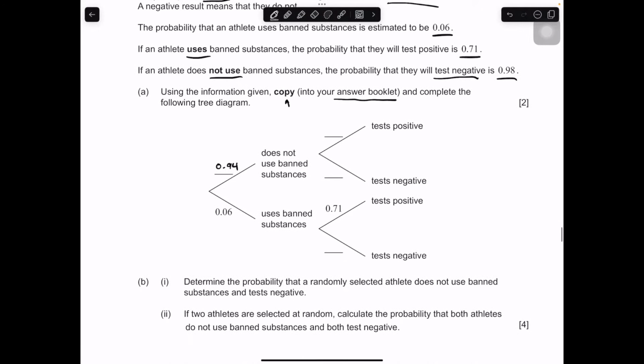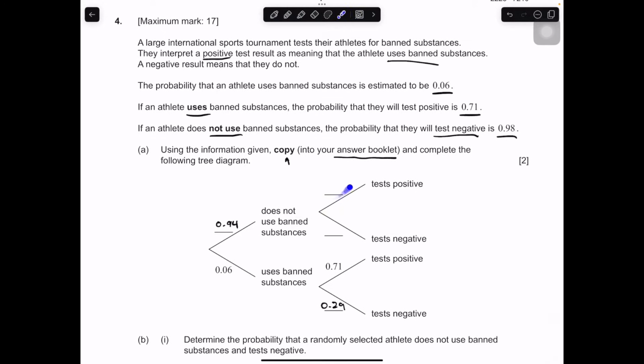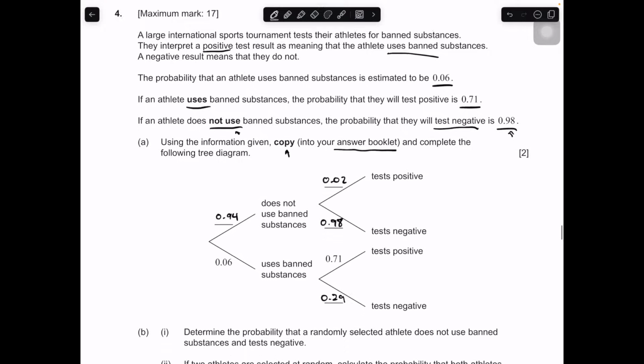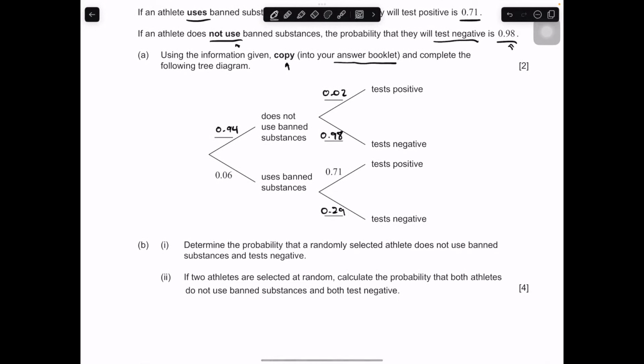Uses banned substances, this is right here along this branch, and then we'll go 0.71, and we know again these have to add to 1, so this should be 0.29. And then for this last part up here at the top, we'll need to use the information that they give us. So does not use banned substances. If an athlete does not use banned substances, the probability that they will test negative is 0.98. So 0.98. If they do not use banned substances, test negative, 0.98. But we do get some false positives. And there it is, 0.02. So all of these need to sum to 1. Okay, not a bad start.